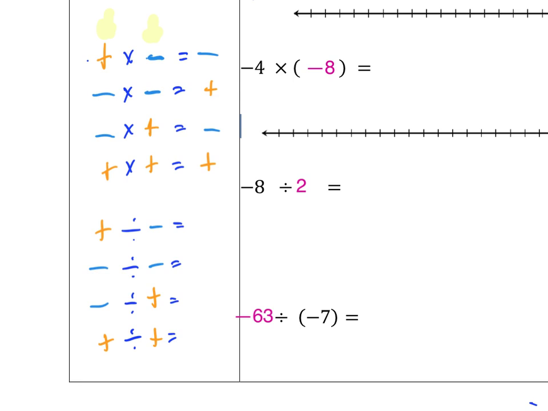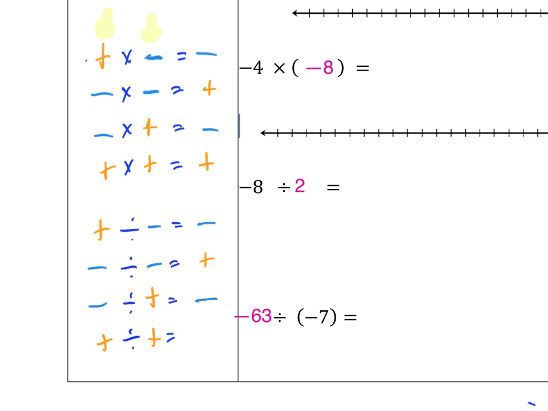And so again, if we look, a positive divided by a negative is going to be a negative, and a negative divided by a negative is going to be a positive, and a negative divided by a positive is going to be a negative, and a positive divided by a positive is a positive. So you got to kind of remember those rules and then apply it, okay?